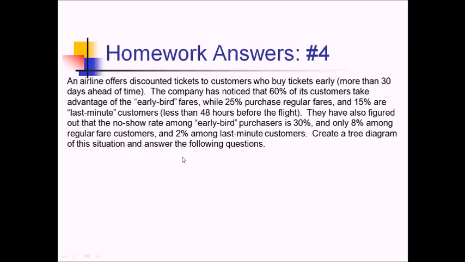For number 4, we have an airline offering discounted tickets to customers who buy early, so more than 30 days ahead of time, and the company's noticed that 60% of its customers take advantage of these early bird fares. 25% do the regular fares, and 15% are last minute, less than 48 hours before the flight. They've also figured out that the no-show rate for the early birders is 30%, which is pretty high. But then again, you're buying these tickets way in advance, so a lot can happen, more than a month out.